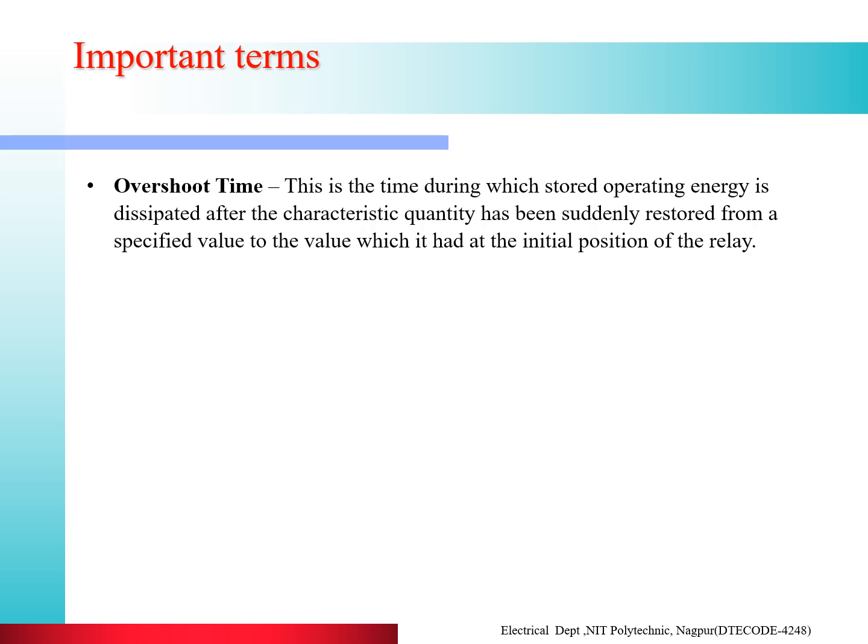The next term is the overshoot time. This is the time during which stored operating energy is dissipated after the characteristic quantity has been suddenly restored from a specified value to the value which it had at the initial position of the relay.